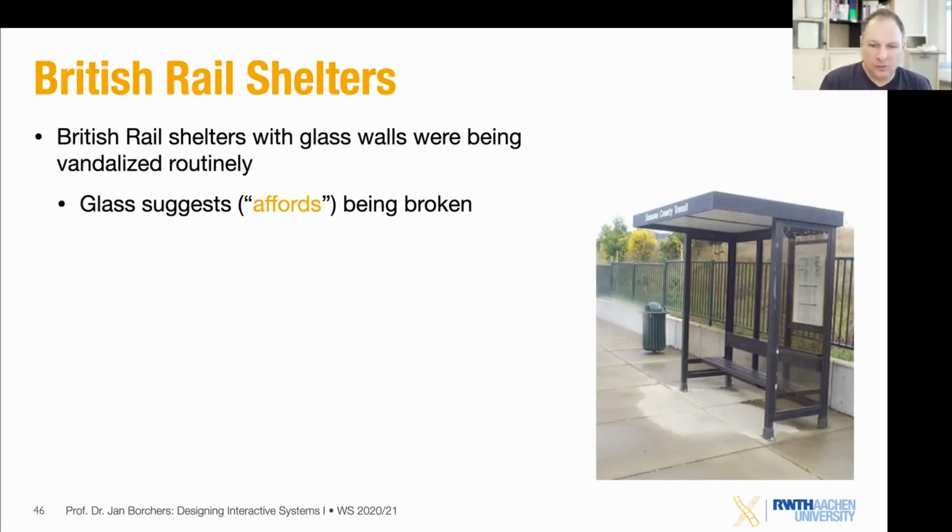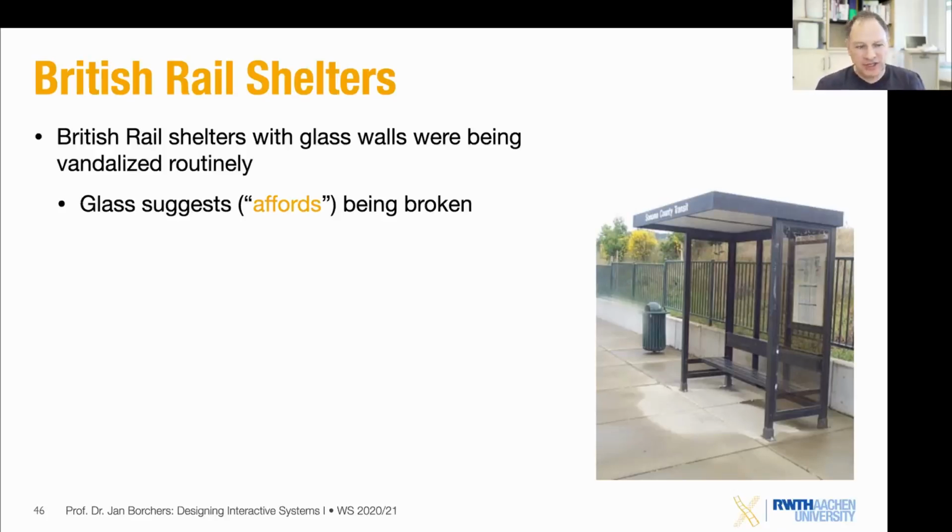Why? Well, on the one hand, because people were not being very nice, but also this glass, as the designers of these British Rail shelters realized, was suggesting that it is fragile and that it would probably be a really cool effect to shatter it, right? So the glass was almost suggesting that it could be broken, right? Or as we say with Norman's words, glass affords, it has the affordance of breaking it. It suggests that action to a user.